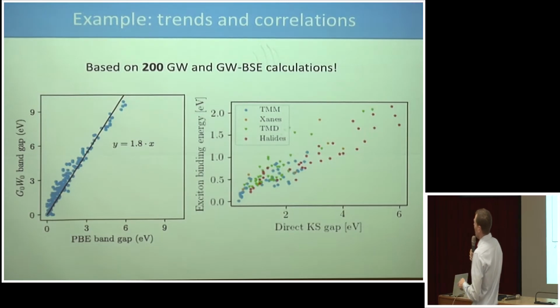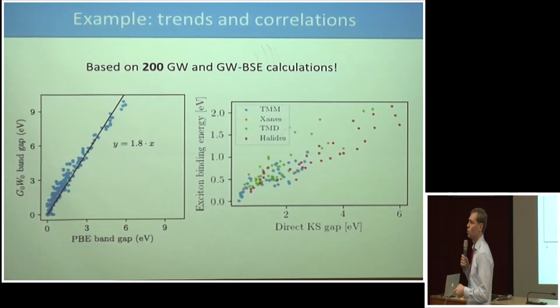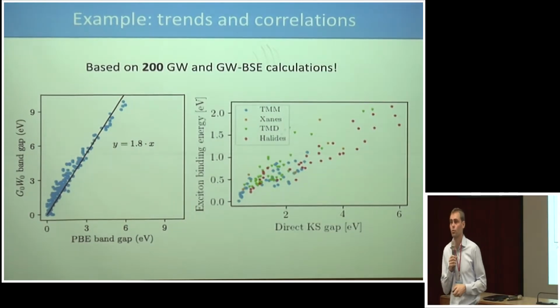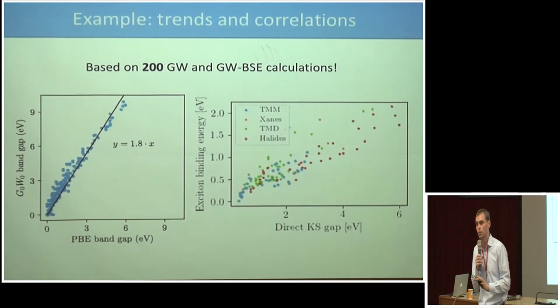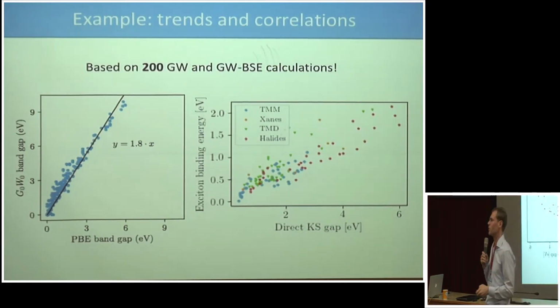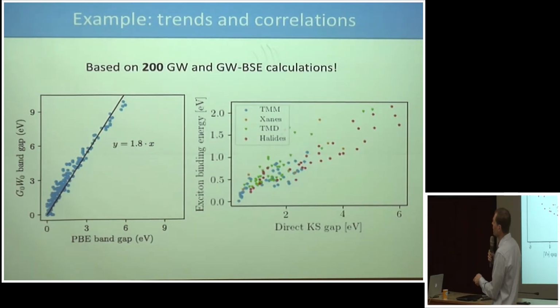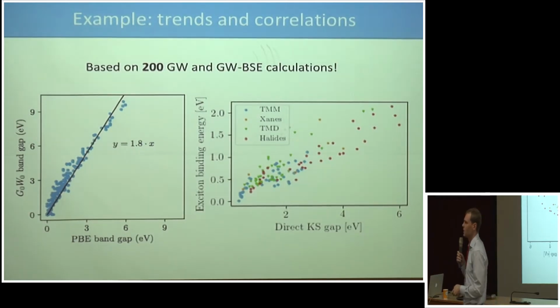Right, so we have 200 GW calculations and 200 GW BSE calculations for now. In the database we have 1,500 materials, but we don't have GW and BSE for all of them, of course, only for the smaller structures. But things you can do once you have this data is, for example, correlate the GW band gap with the PBE band gap, and you see this nice correlation here.